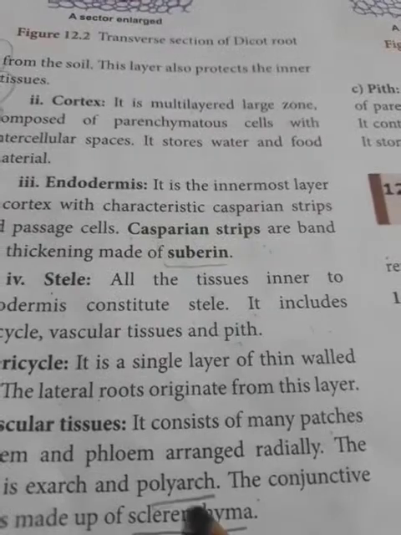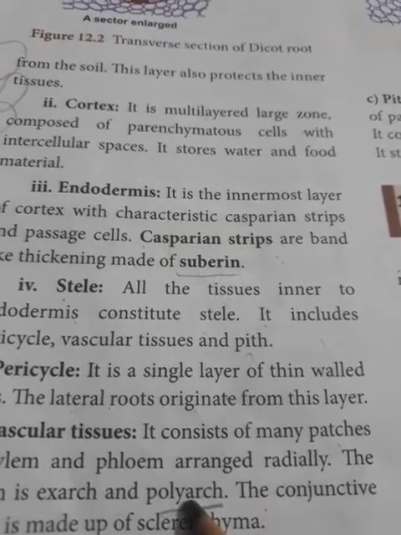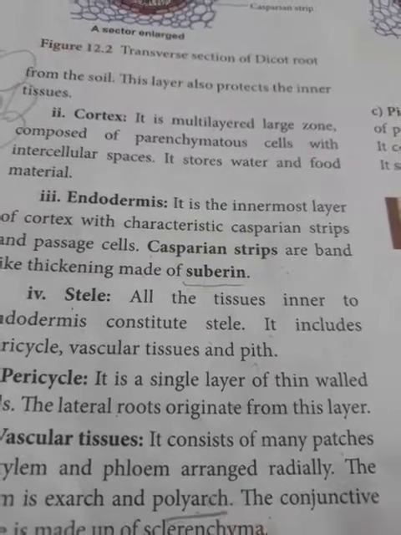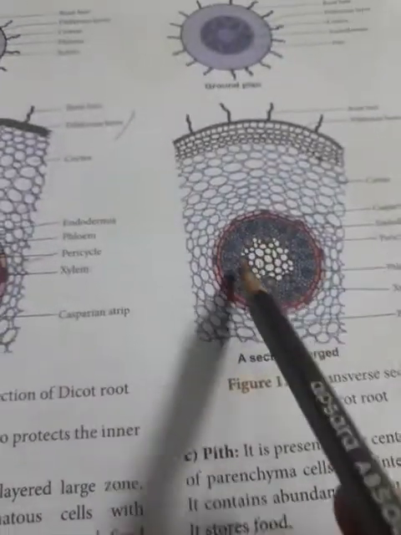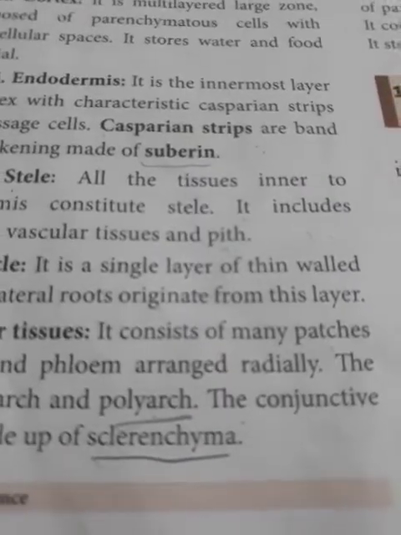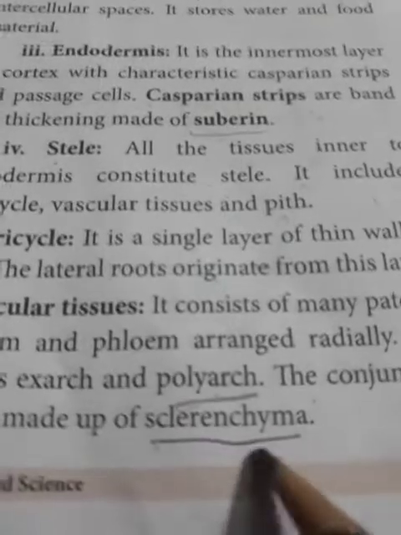Exarch is the root characteristic feature. But the difference between monocot and dicot root is that dicot has the tetrarch condition, 4 xylem arms. But in case of monocot, there are so many. That's why the term polyarch is used. The conjunctive tissue in between xylem and phloem, in case of dicot, we have told is parenchymatous cells. In case of monocot, it is sclerenchymatous cells. Sclerenchyma.